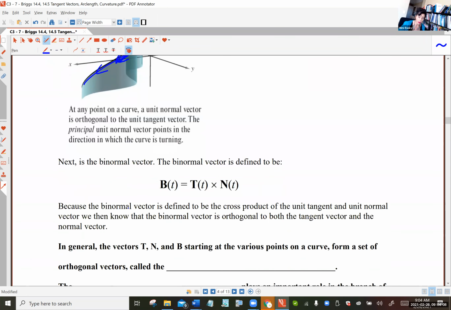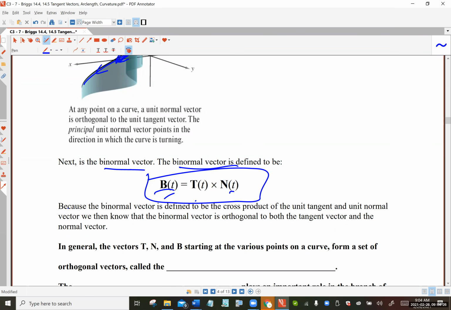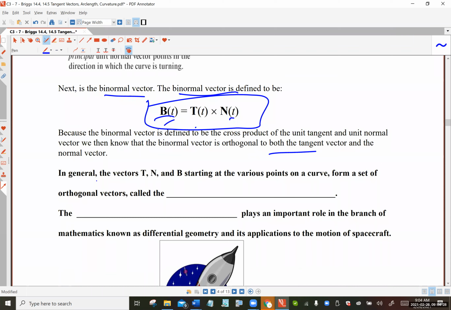Now let's talk about one extra thing here, big B. Binormal vector, big B. Our physics brethren are really into big B. They're into T, N, and B, all 3. So this binormal vector is defined to be the cross product of big T and big N. So it's orthogonal to both big T and big N.